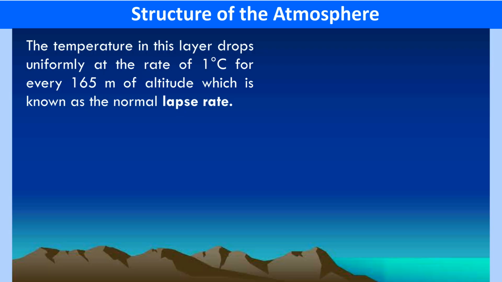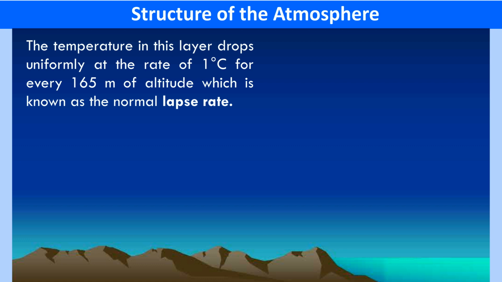The troposphere is the densest layer of the atmosphere in which 75% of atmospheric mass is concentrated and the air pressure drops with increasing altitude. The temperature in this layer drops uniformly at the rate of 1 degree Celsius for every 165 meters of altitude, which is known as the normal lapse rate.